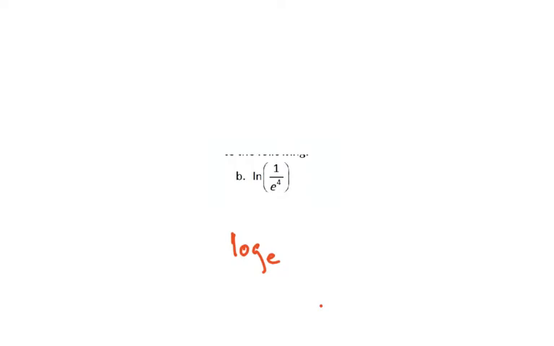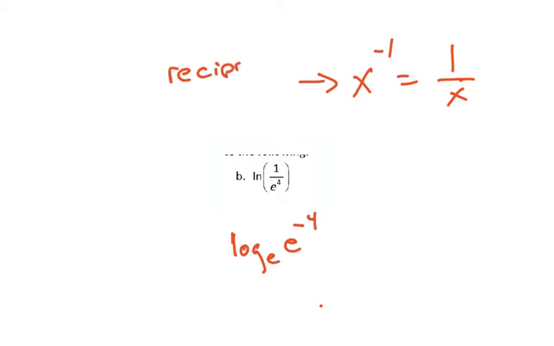1 over e to the 4th is the same thing as e to the negative 4th. So realize this means this. This is just a fancy way of saying reciprocal. So again, when these match up, it's just the exponent, negative 4. And again, what you want to do is rewrite it in a way that makes sense to you.